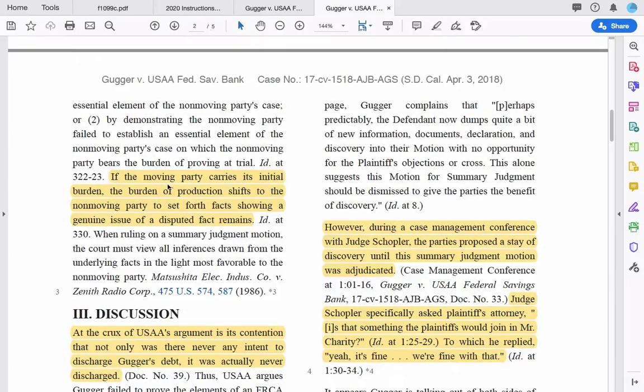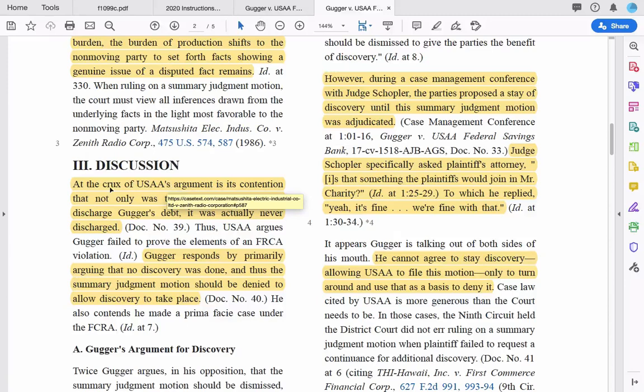And then says, look, if the moving party, the bank here, carries its initial burden, the burden of production, in other words, having to produce proof, shifts to the non-moving party, that's the consumer here, to set forth facts showing a genuine issue of disputed fact remains. So here's the crux of its argument. The bank says it never intended to discharge the debt, and the debt was never actually discharged. And the consumer responds by saying, well, we need to have discovery.